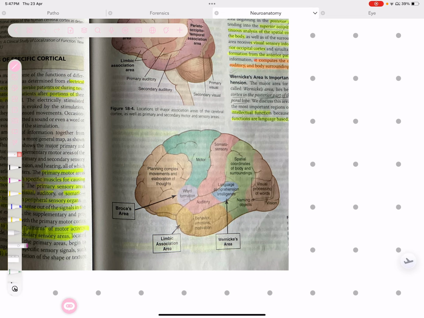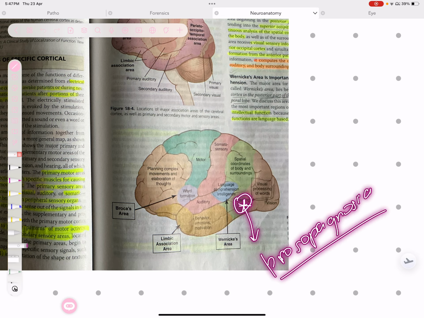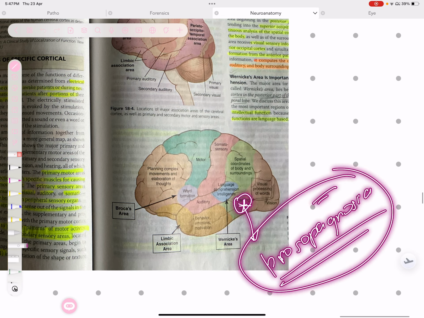Then there is an area for recognition of faces. If this is damaged, what will happen? The person will suffer from prosopagnosia. Prosopagnosia means the person cannot identify the person who's standing in front of him. This is because of extensive damage on the medial undersides of the occipital lobes, right?